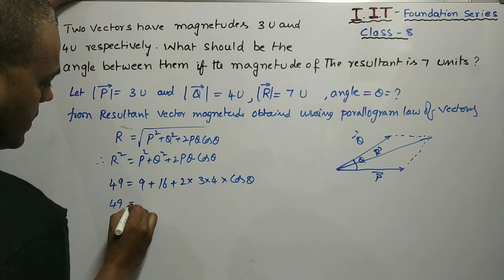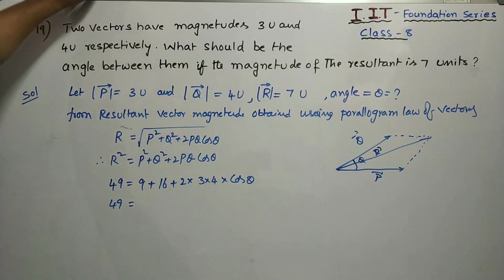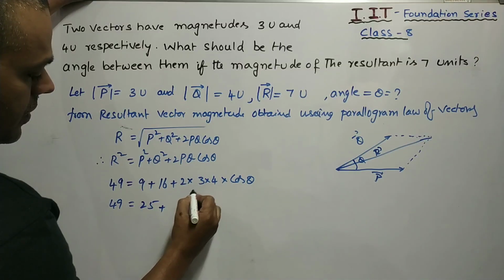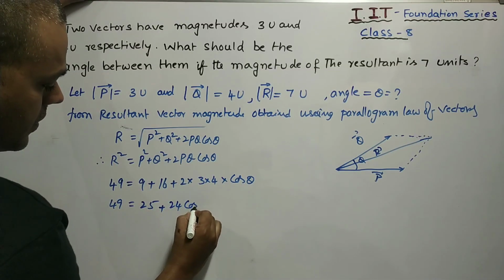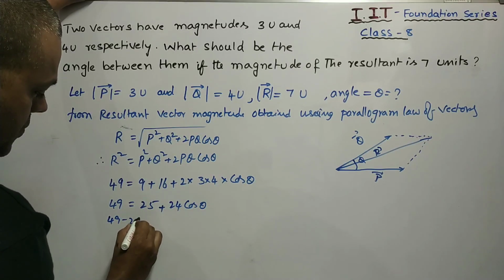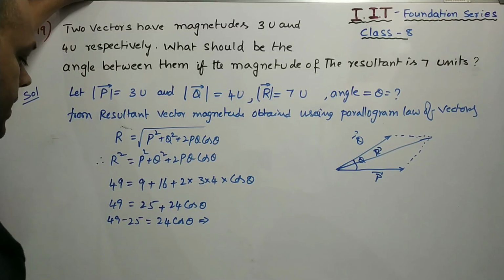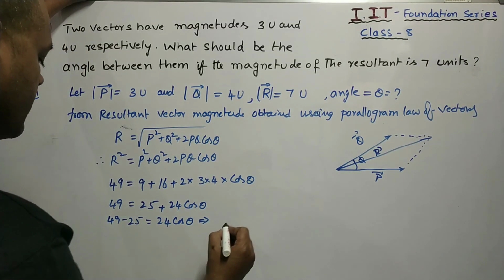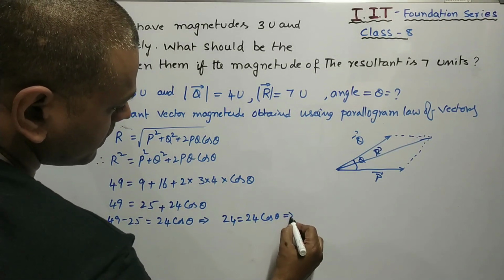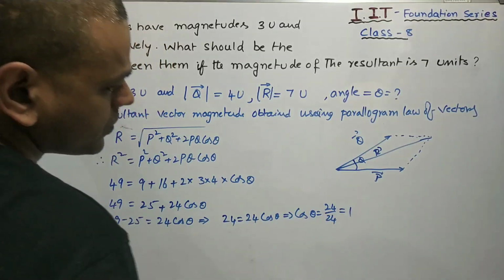So 49 is equal to 25 plus 2 times 3 times 4, that is 24 cos theta. So 49 minus 25 is equal to 24 cos theta. That implies 24 equals 24 cos theta. That implies cos theta is equal to 24 by 24, equal to 1.